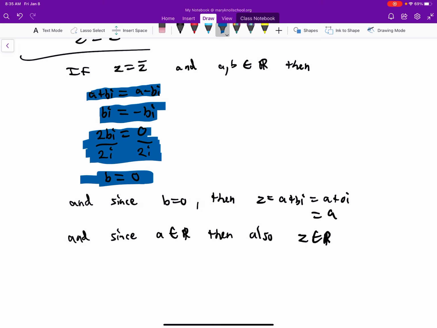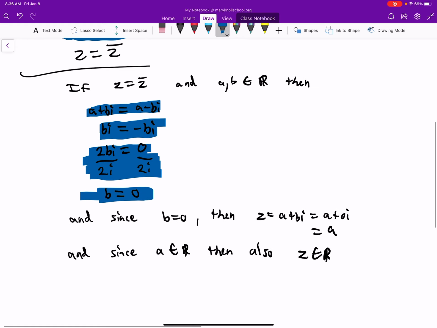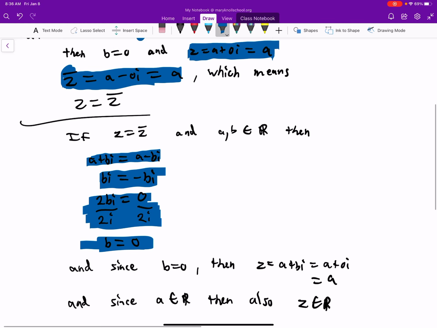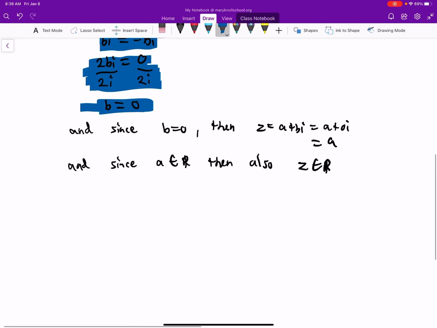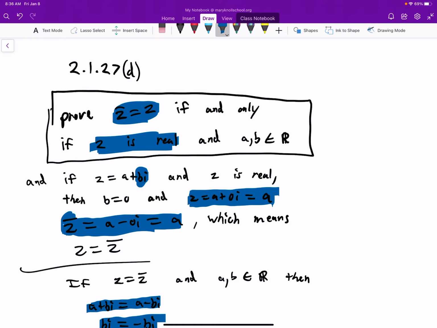So we need to show this way. If these are equal, then z is real. And we did that below. And if z is real, then these are equal. So we've shown both ways. Okay. This is 2.1.27.